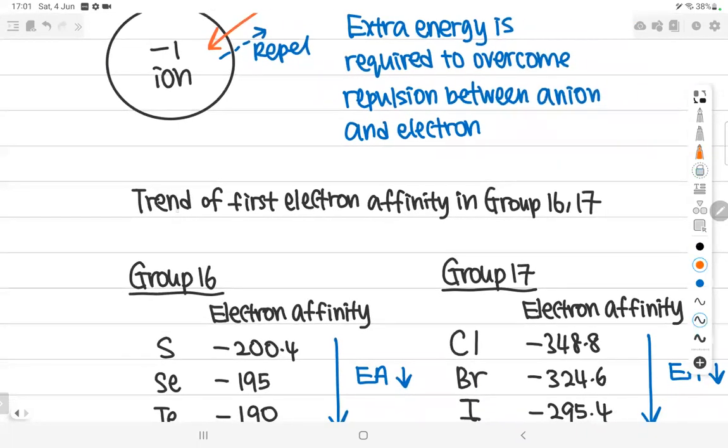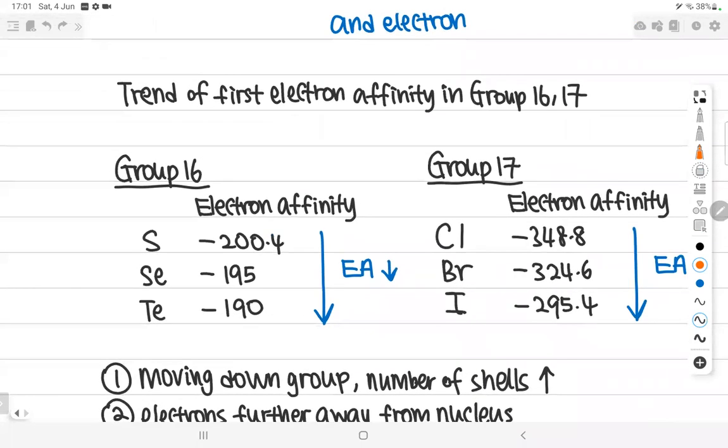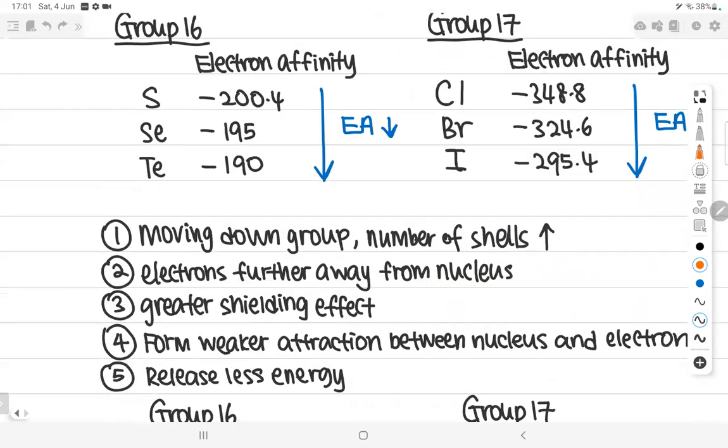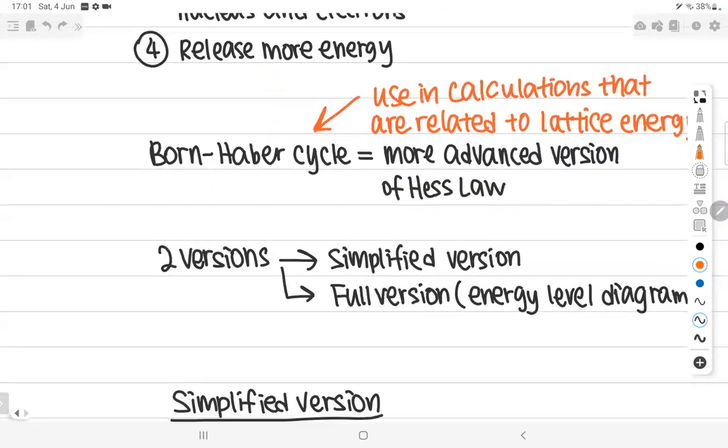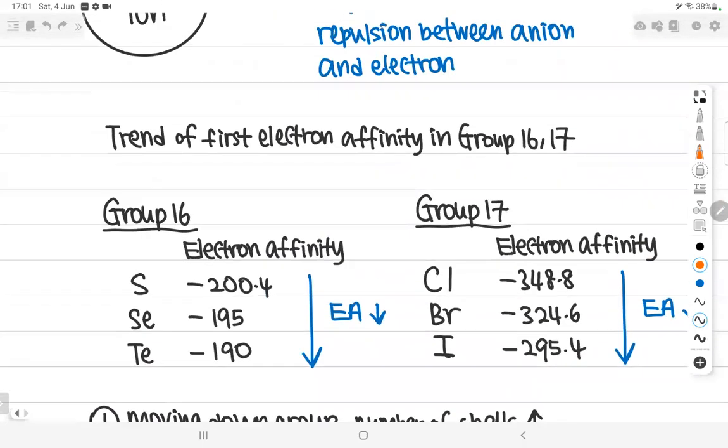This is the trend of the first electron affinity in your group 16 and group 17. No need to purposely memorize; it's a very, very simple idea only. So look at group 16 and group 17. No need to memorize because the periodic table is given. You have a periodic table there, so you don't need to memorize.